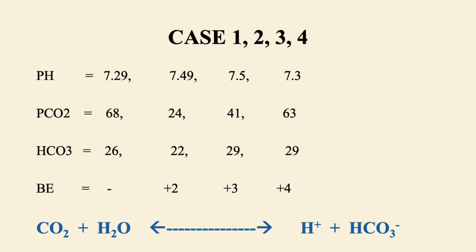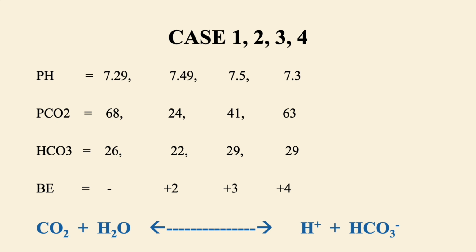Case number 1, a pH of 7.29, okay? And CO2 is 68. Your bicarb is 26 and your base excess is negative. What is the problem here? So you know pH is low, CO2 is high, and bicarb is near normal, 22 to 26, right? So here the problem is what? The problem is respiratory, okay? Because pH is low and CO2 is high. Now you're going to do all those formulas to find out if they're compensating or not.